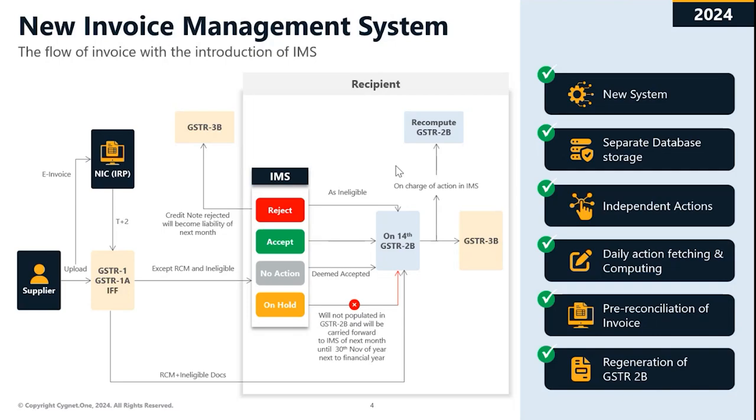Whichever amendments and the 1A documents are filed will flow to your IMS. However, the GSTR 2B will be formed for the next return itself, with the data coming through the GSTR 1A. However, you have an option of taking action against it.